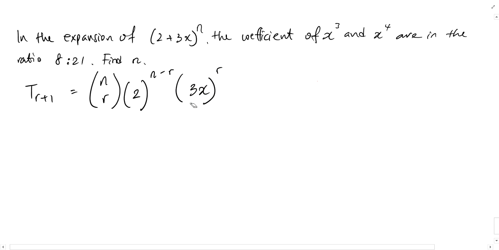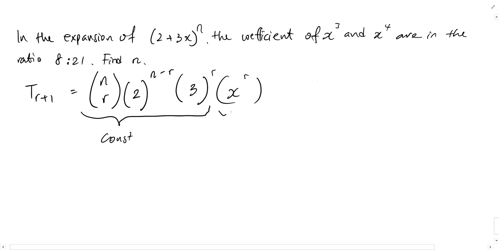Now we have seen that this portion is a constant, and this part is a variable. I want to separate the 3x to the power of r. Can I do that? Yeah, by the laws of integers, I can write 3 to the power of r, x to the power of r. Are they the same now? Yes. Then is this 3 to the power of r a constant? Yes. So here I have a constant and a variable. This is my general term.